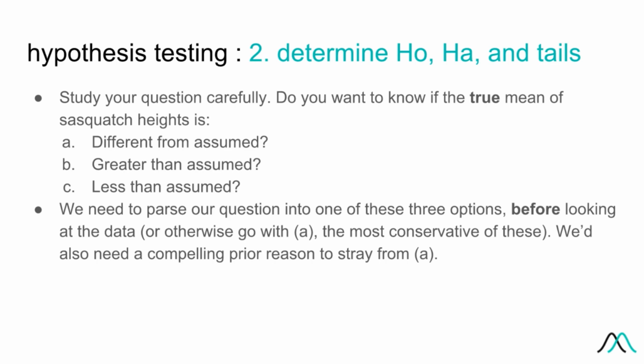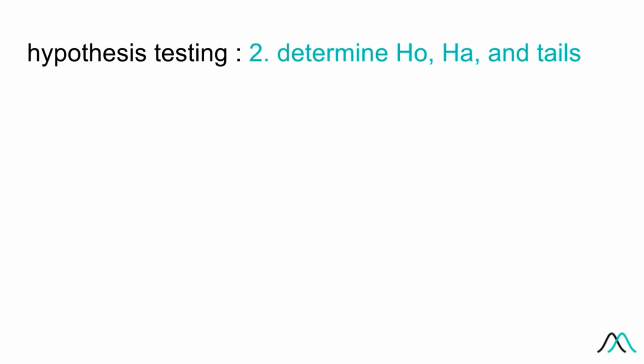But even had we not looked, this would be our choice, since we had no prior reason to suspect that our sample's mean would only be greater than or less than the 8-foot assumption. This precise type of question forming has a standard logical form in hypothesis testing. It's called formulating the null and alternative hypotheses, H0 and HA.